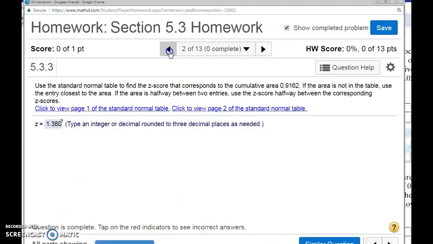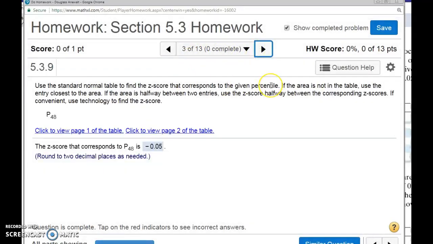So looking at the homework, if it's asking for the z-score that corresponds to a cumulative area of some value, that's asking for a left-hand tail. What's the cutoff to have this much in a left-hand tail? The first couple, that's what they're asking for. Then we get to the third question, which is asking about percentiles. Percentiles are just another way of referring to left-hand tails. For example, the 48th percentile is the cutoff mark where 48% of the data is at that mark or below or to the left.